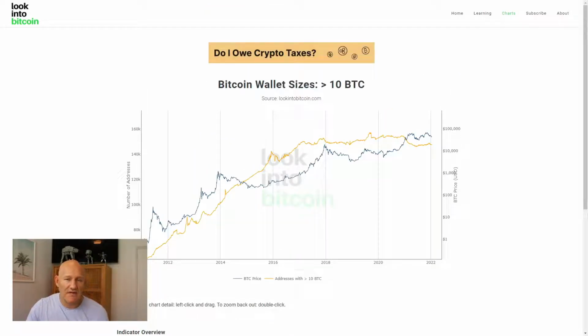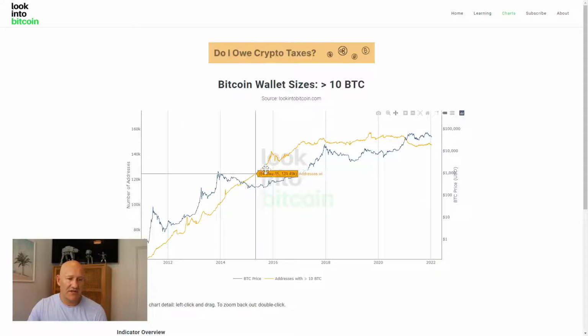So if we look at investors with over 10 Bitcoin now, these are starting to become pretty serious investors. These are people who have about $500,000 invested in Bitcoin specifically. So we're starting to move into the realm of those sophisticated investors, and this is where we really want to start paying attention to what these people are doing.